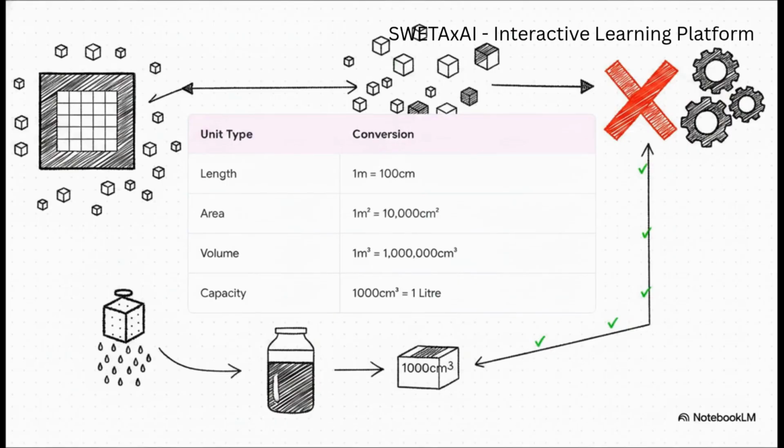While 1 meter is 100 centimeters in length, when we move to area, 1 square meter balloons to 10,000 square centimeters. And in volume, as we literally just saw, 1 cubic meter explodes to 1 million cubic centimeters. Also, definitely note that for capacity, 1,000 cubic centimeters equals exactly 1 liter. Listen, if you try calculating a problem without matching your units first, it is a guaranteed, non-negotiable path to the wrong answer. Don't do it.